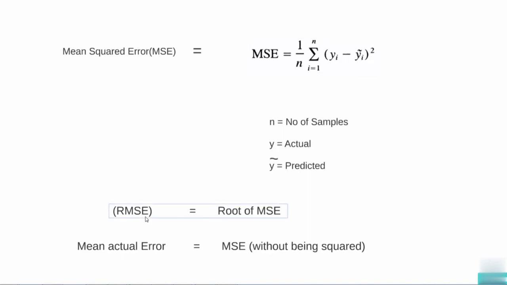Root mean squared error is, as the name says, the root of the mean squared error. Mean absolute error is basically mean squared error without being squared. So just imagine this formula without the square. So these error measures give you an understanding of how far your predicted values are from the actual values.